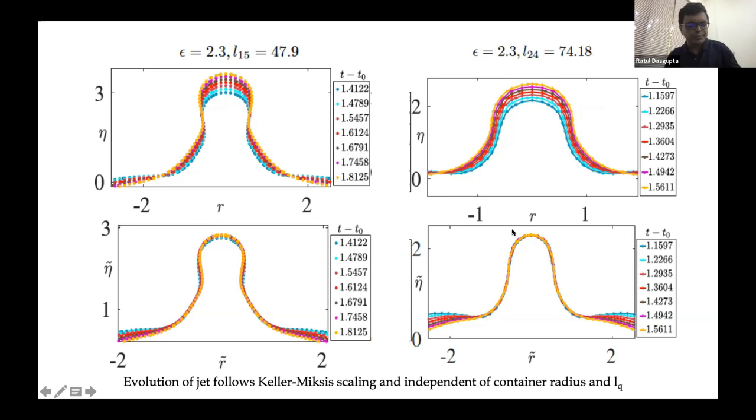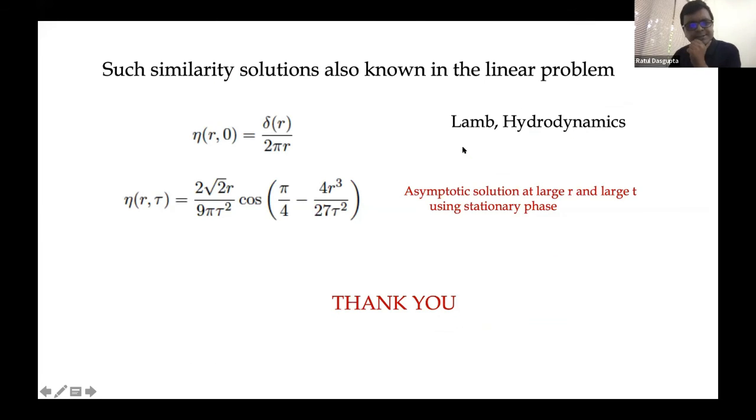One can also show that such similarity solutions are also known in the linear problem. But let me not go into this detail. So if you start with the delta function, if you solve the Cauchy-Poisson problem, one can actually show that the resultant interface evolves self-similarly. It depends on a single variable, which is r cubed by t squared. If, however, we introduce a length scale into the initial condition, then the self-similarity is destroyed. This is something that we have shown analytically.